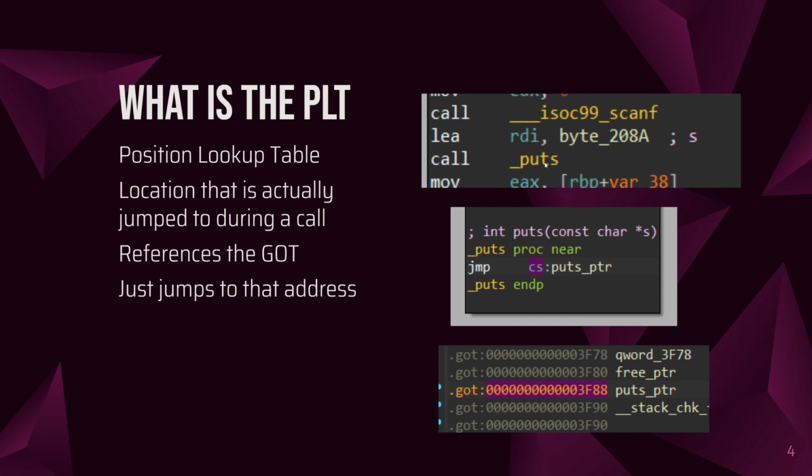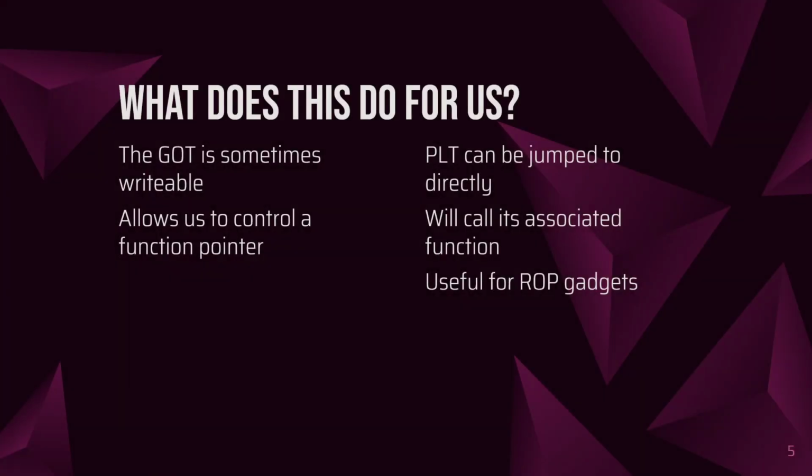What this does for us is, usually at the end of a function there might be a leave or something that will fix the stack frame, usually the epilogue of the function. But usually we will have overwritten RBP. So when it does the mov RSP, RBP, it causes problems for us because we might not have direct control of the RBP that we want, and it could mess everything up for any future chains. So as I said, the PLT will call its associated function, and it's useful for ROP gadgets.